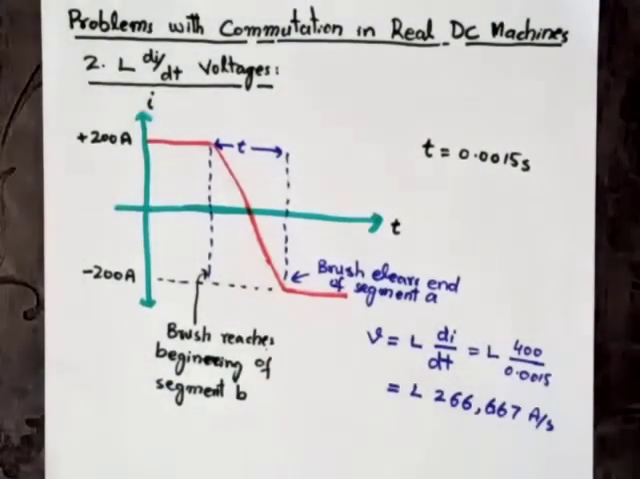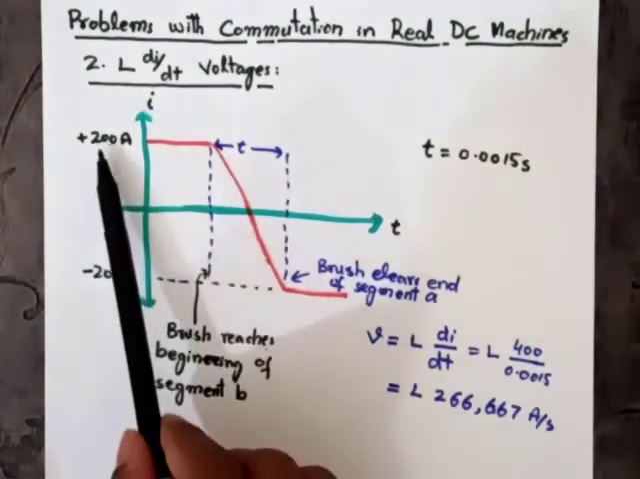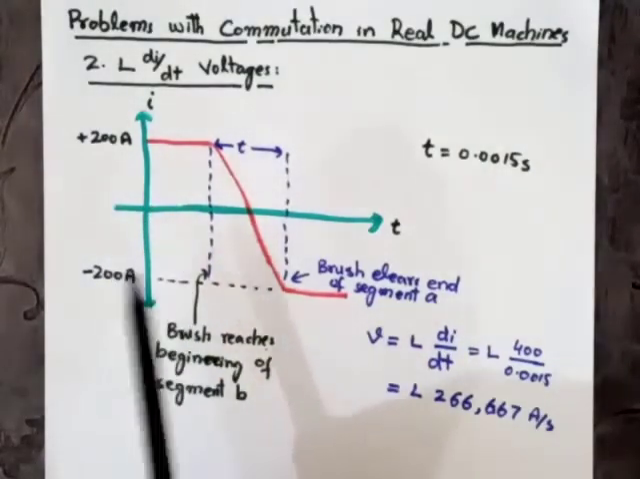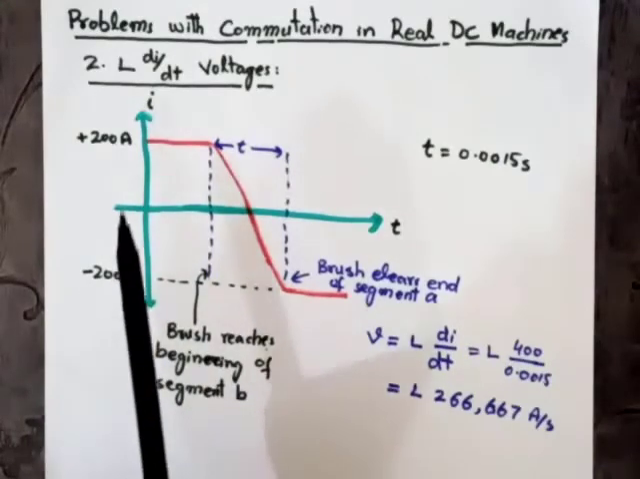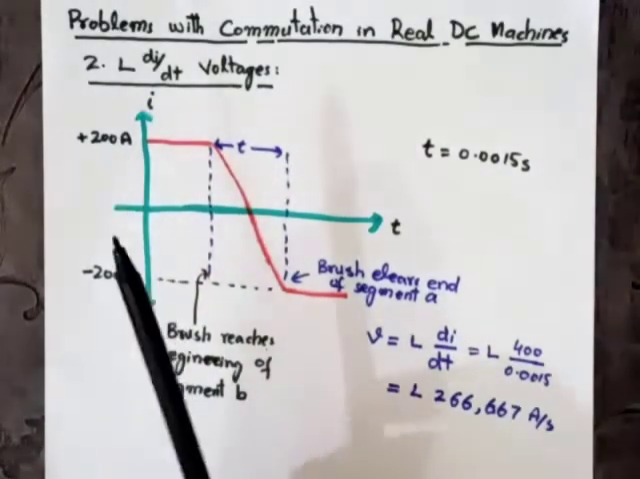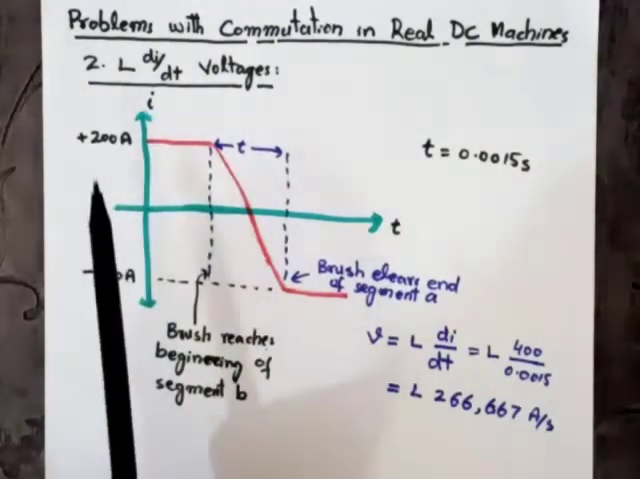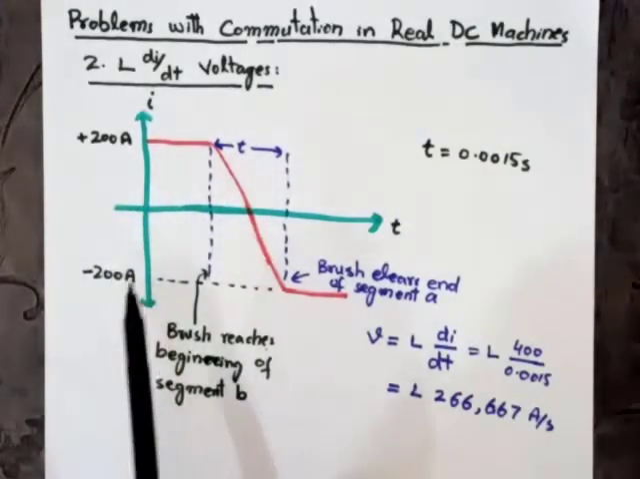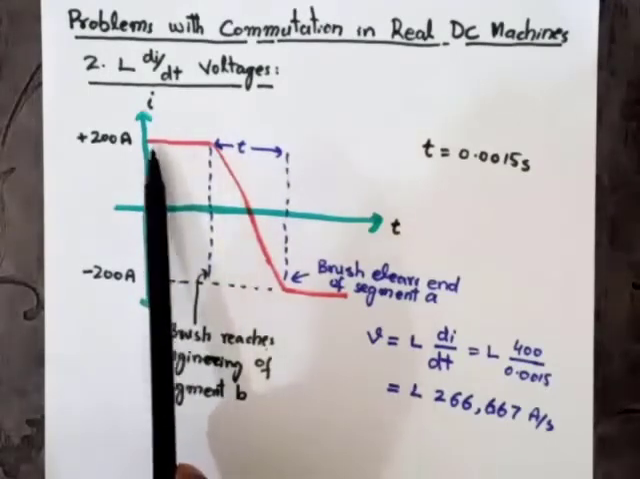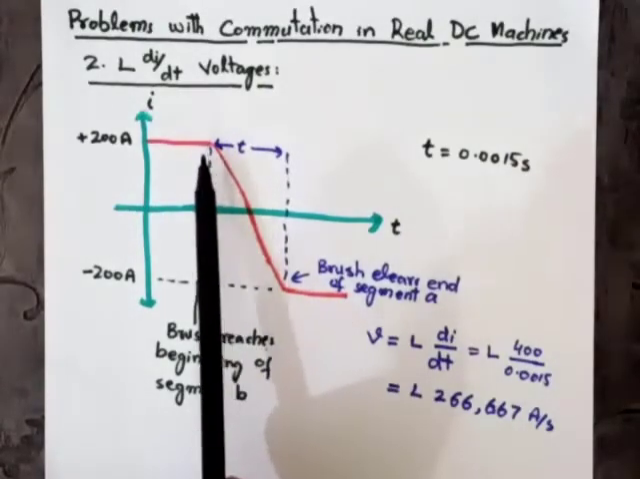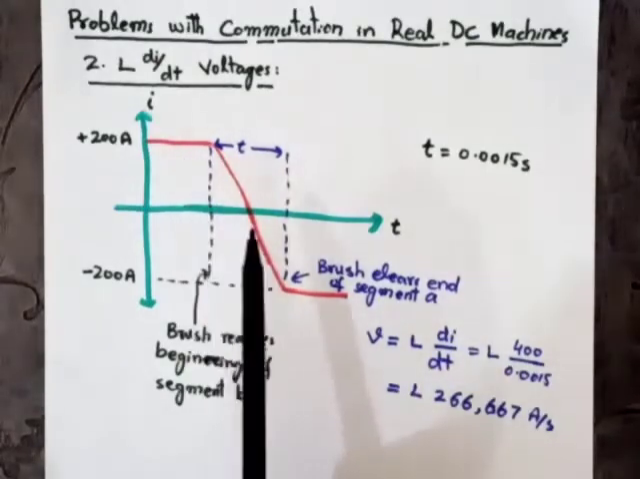So what does commutation mean? Here is the direction of the current at the start. Let the current be plus 200 ampere. When the change in the direction occurs, let the current now be minus 200 ampere. As we have already discussed, when the commutator segments move, the current changes from plus 200 ampere to minus 200 ampere. The total change in the current is 400 ampere.